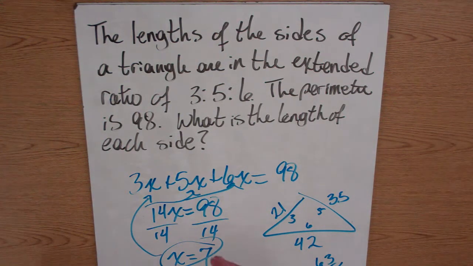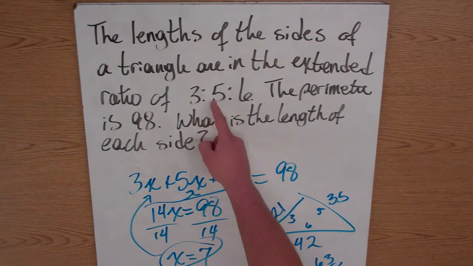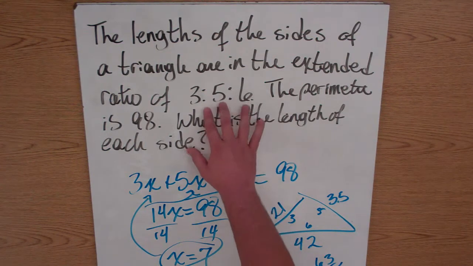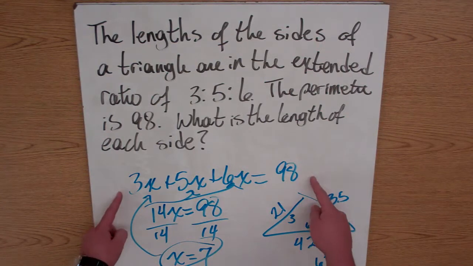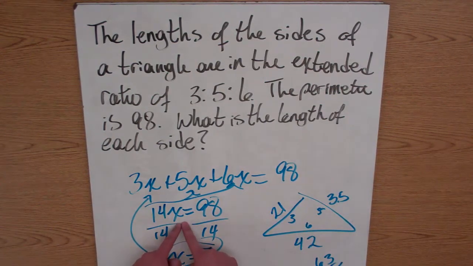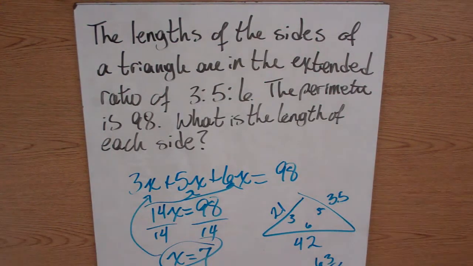All right, so you'll be seeing things like this coming up in this chapter. So make sure you understand how to do problems like this. It's really simple. You just simply put a variable after each of these, add them together, it's equal to 98. So now you have your equation. You just solve your equation for the variable, and then plug the variable back in to get the actual answer to the question.